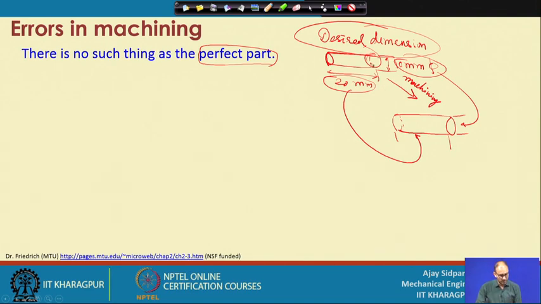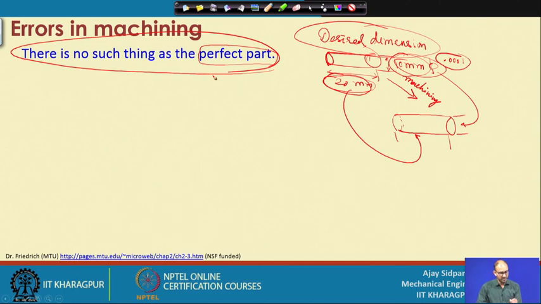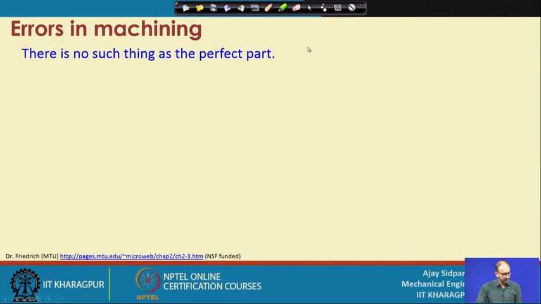That means you can easily make a drawing with a perfect dimension, but when you actually do machining, there are a lot of issues which play an important role, and because of that you will not get exactly 10 millimeter diameter and 20 millimeter length. It may deviate by 0.0001 or something, but still there will be some deviation in the dimension. So, we will mostly not get the perfect part. Whatever you design and what you get, there will always be some difference. So, what to do in this case?